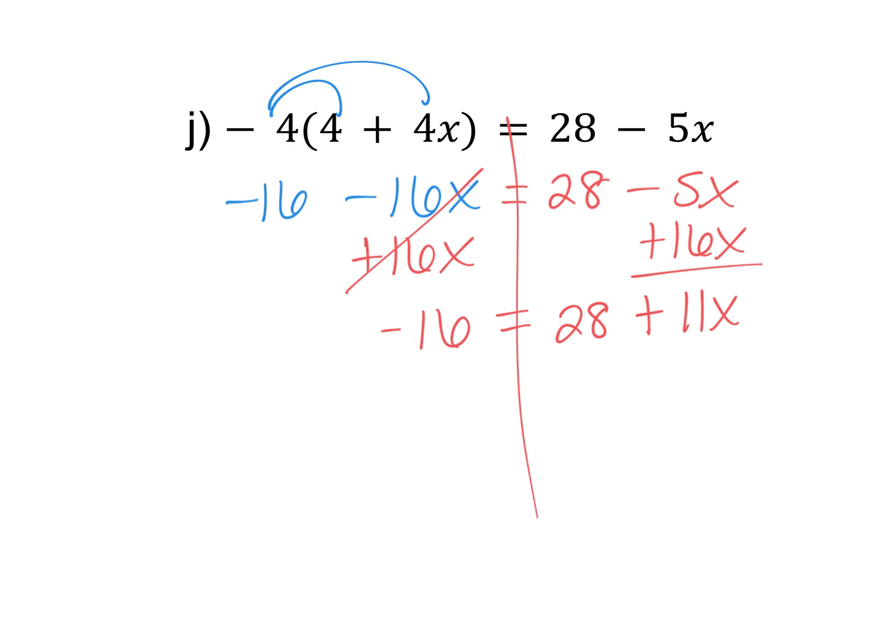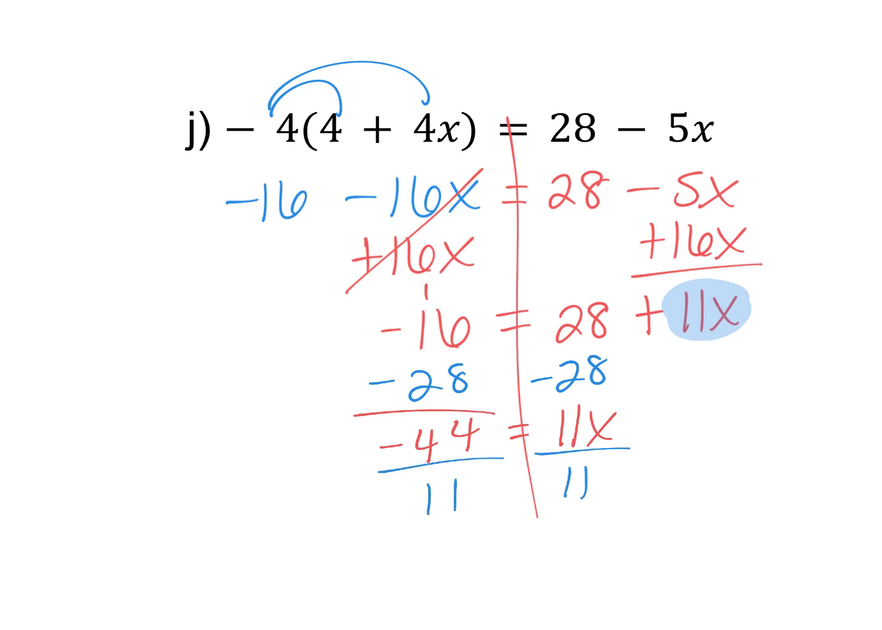Okay, now it's a two-step, so isolating the 11x by subtracting 28, minus 28. Ooh, negatives for days. Okay, so I hope this math is right. That's negative 44 equals 11x. Last step, divide by 11. So x is negative 4.